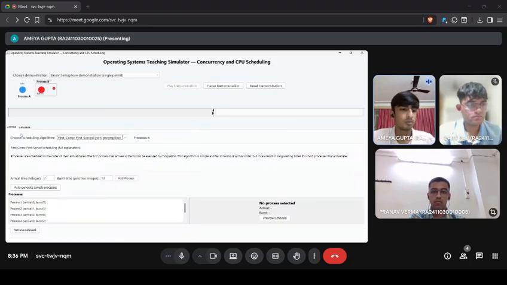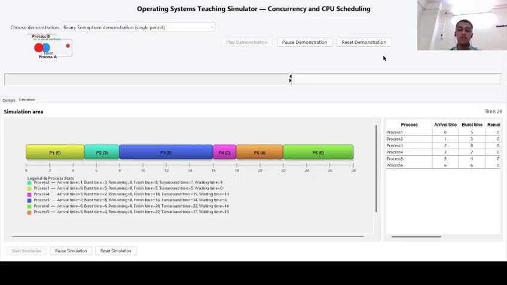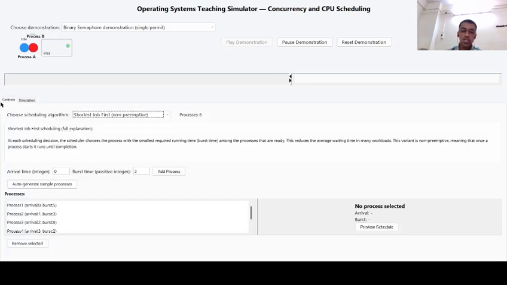Now I will pass on to Pranav Verma. In this algorithm, the process with the smallest burst time is selected. The principle it works on is that the shortest job gets the CPU first. It minimizes the average waiting time among all the processes. It requires knowing or estimating the CPU burst time beforehand.